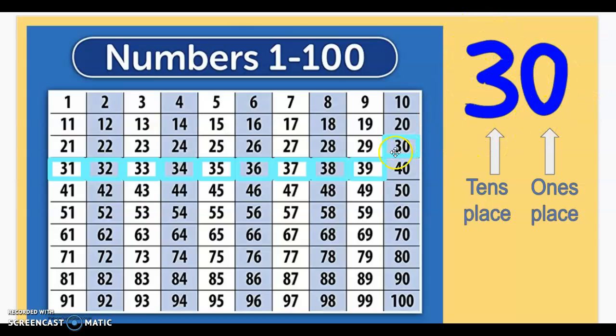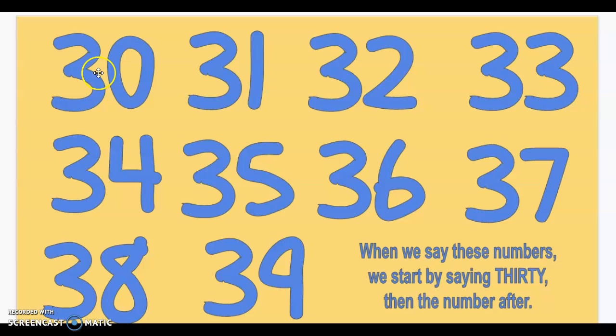30. All right. So let's count: 30, 31, 32, 33, 34, 35, 36, 37, 38, 39. All right. So let's look at all of the numbers in the 30 family.